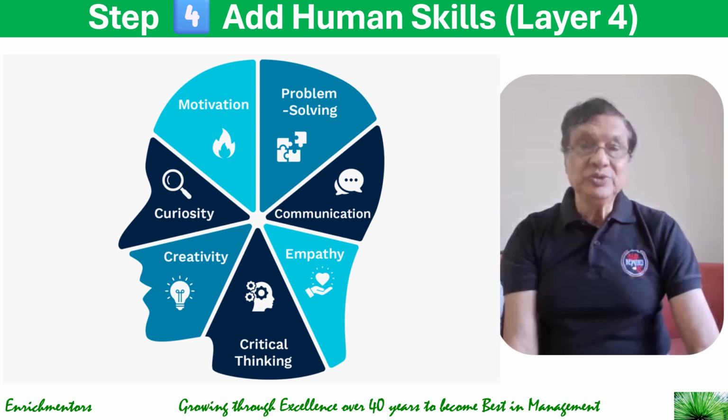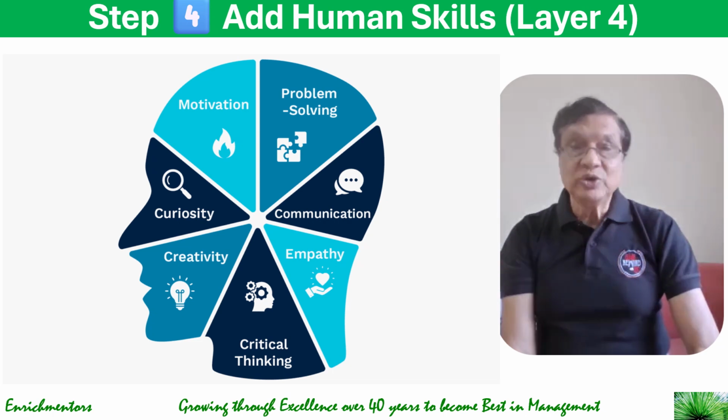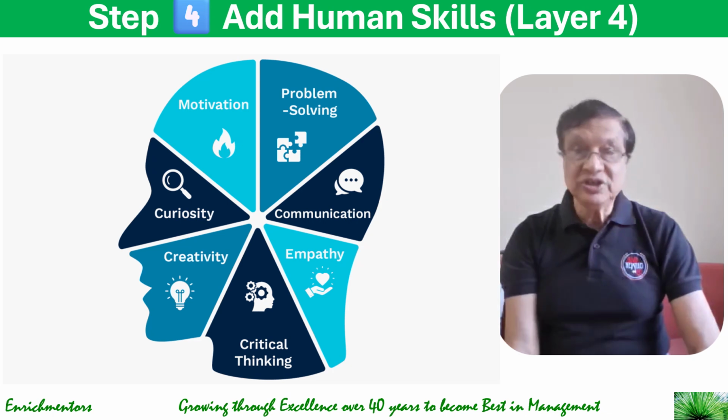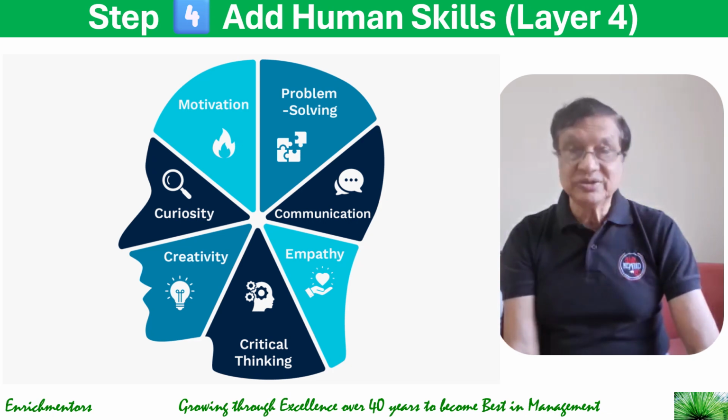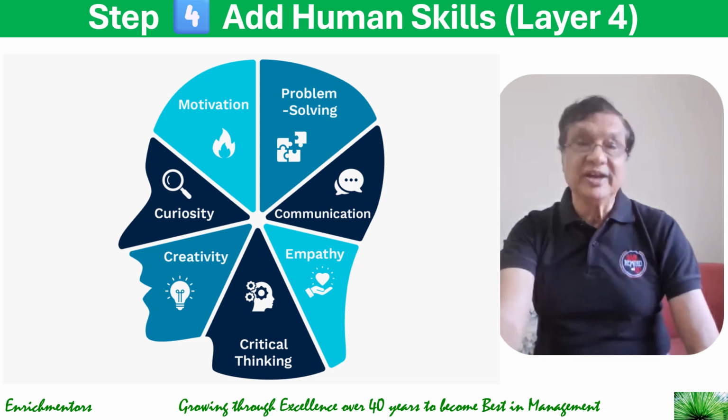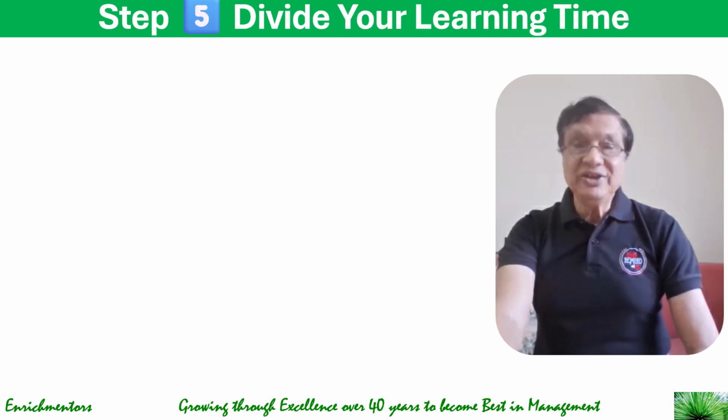The fourth thing that you need to do is to add human skills. This layer builds long-term success because in the long term, it's the human skills which are the most important. There you can learn things like communication, leadership, emotional intelligence, negotiation, and ethics. These skills will remain valuable even with AI or even after AI. So add human skills.